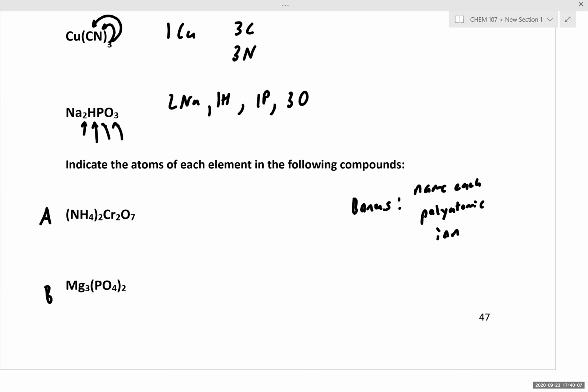We're already starting to see some reasonable responses in the chat. If you have your atom counts done, you can focus on naming and identifying the polyatomic ions in each of these structures. And we'll discuss this example in about another 2 minutes.